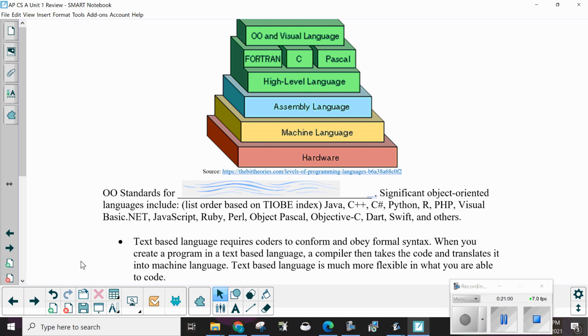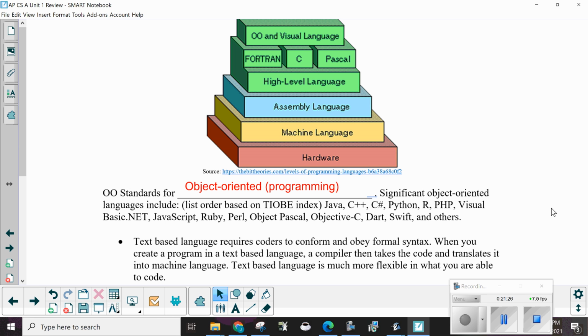Now, OO, or OOP, stands for Object-Oriented Programming. Significant object-oriented programming languages include Java, C++, C#, Python, R, PHP, Visual Basic, .NET, JavaScript, Ruby, Perl, Object Pascal, Objective-C, Dart, Swift, and others.